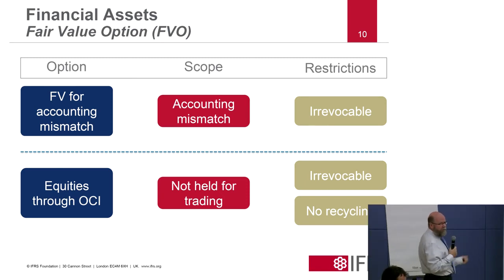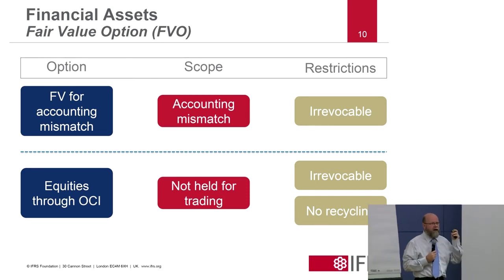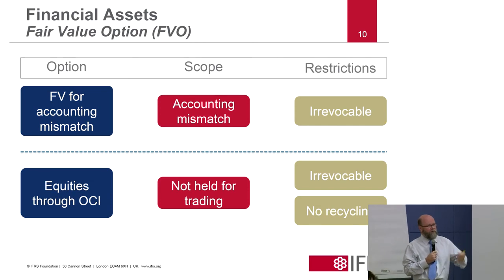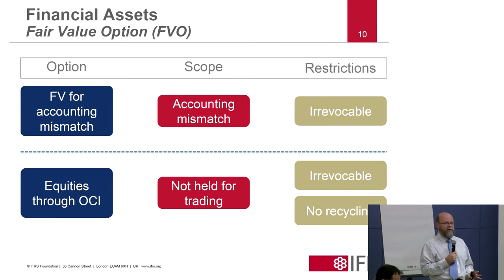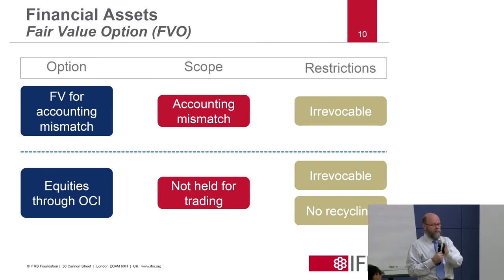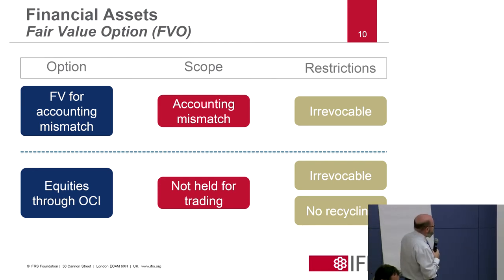Okay, the scope is only for accounting mismatches, so it's a narrower scope than 39. 39 allowed you to do fair value options on a far more frequent basis, and it's irrevocable. Once you make the election, you can't unwind it. Once done, it's done, and it lives forever. You can't actually change it.